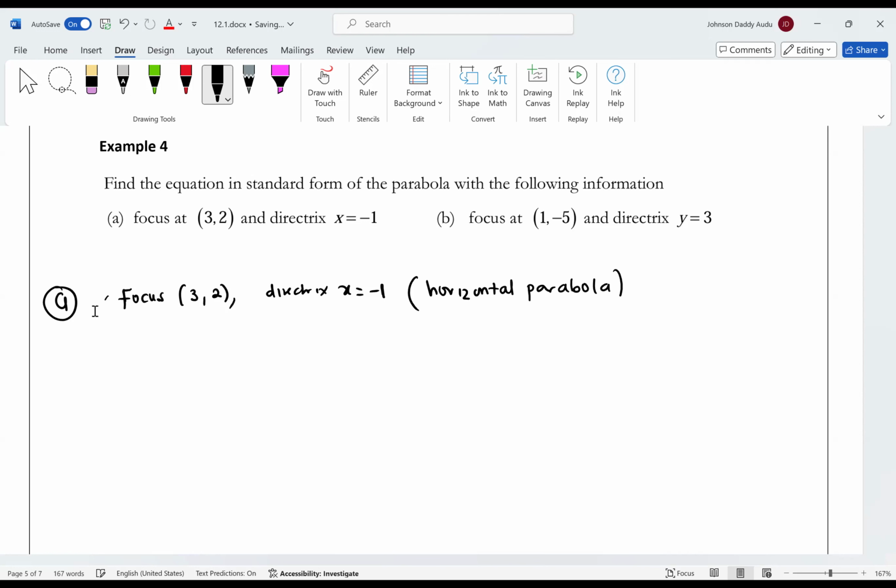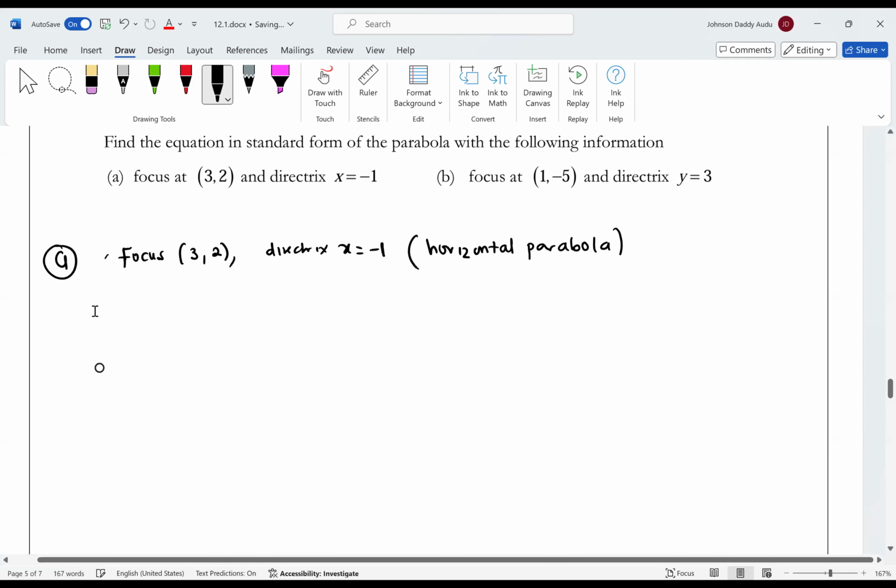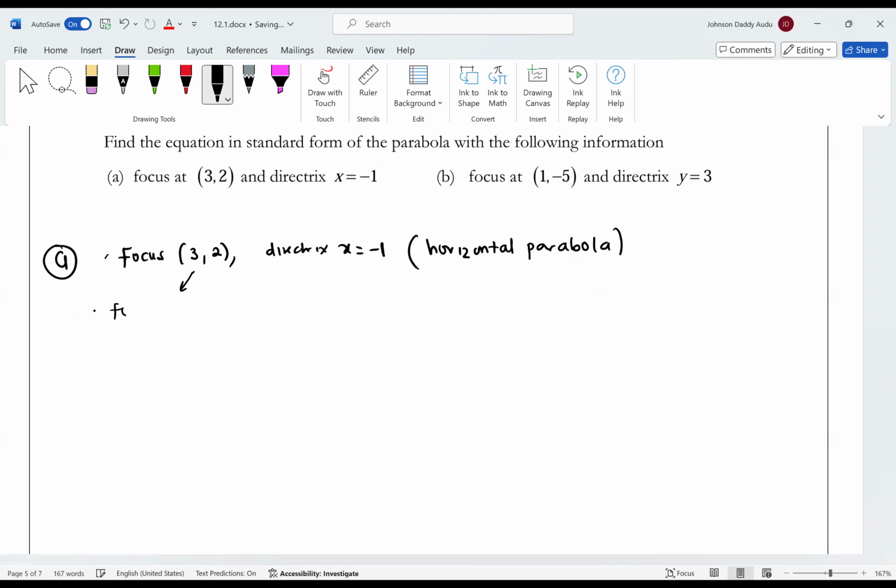So this is going to be a horizontal parabola, and what is the focus? The focus is 3, 2. Here you can use the formula or you can decide to just sketch. But we know the focus. What is the formula? If you are dealing with a horizontal parabola, the focus is nothing but (p plus h, k). Here we're just using formulas. So it means that p plus h has to equal 3, and k equals 2.